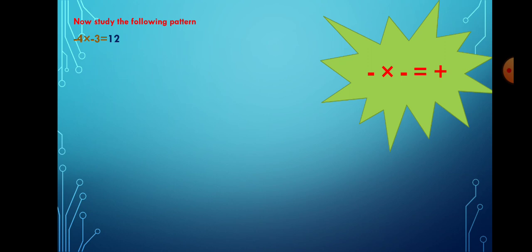See this example, minus 4 into minus 3. We multiply the same way as in the previous example. 4 3s are, you know very well, 12. But observe here, 4 and 3 have negative signs, minus and minus. Minus into minus is always plus. Okay, minus into minus becomes plus.